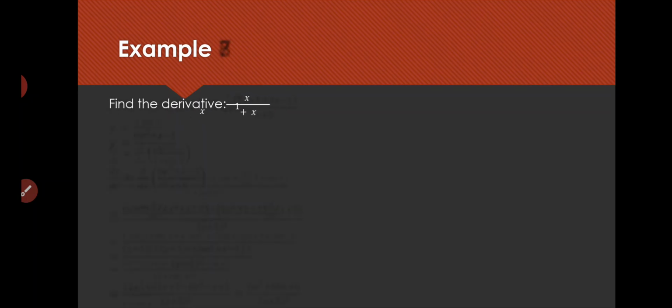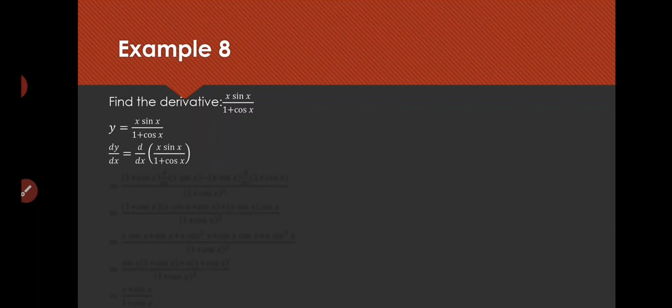Number 8, x sin x by 1 plus cos x. Similar problem to begin with. So again we are doing the derivative of x sin x by 1 plus cos x. So follow the quotient rule: denominator into numerator's derivative minus numerator into denominator's derivative, by denominator square.